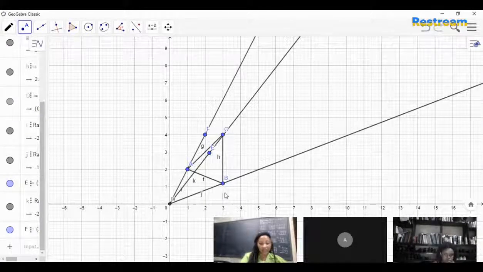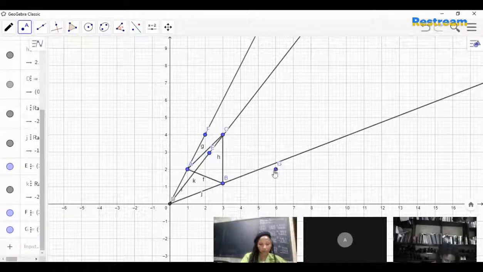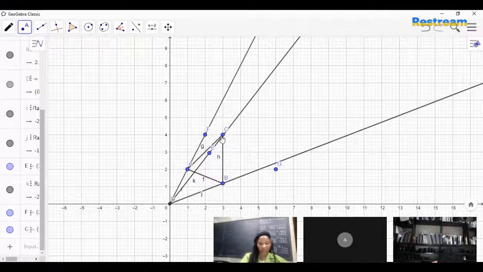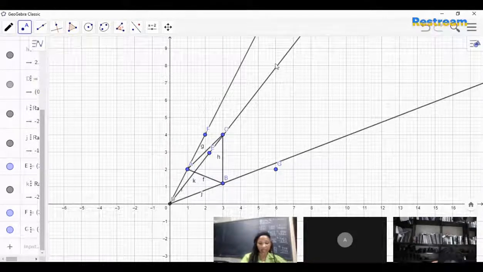For B, we moved 3 on the X, 1 on the Y. So what now? 6, 2. Yes. And for C, we moved 3 on the X, up 4 on the Y. So it will be what? 6, 8. 6, 8, which will be here. Yes, miss.